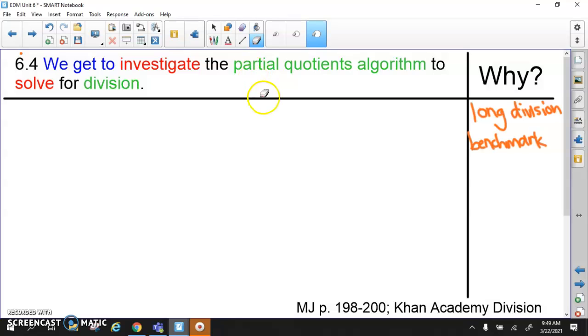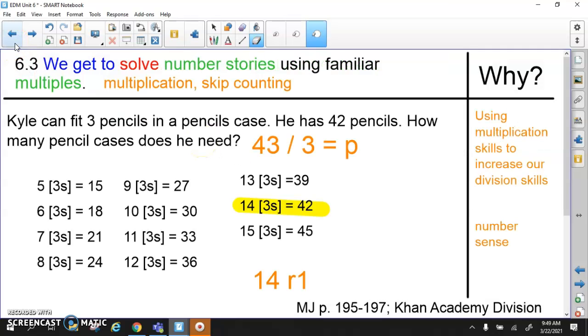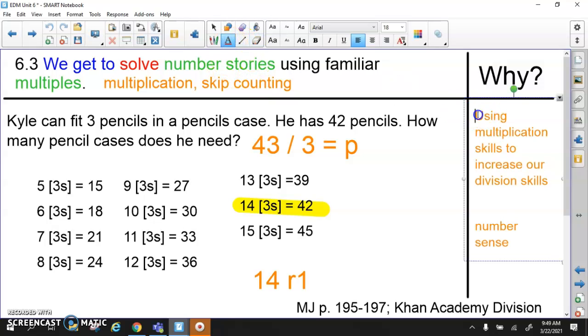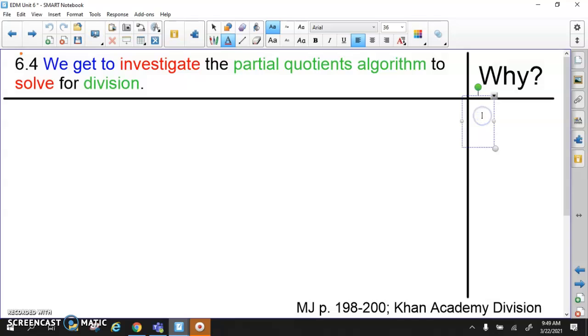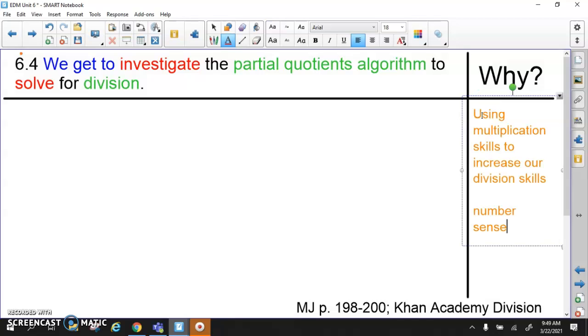Today we're doing 6.4 as we get to investigate partial quotients algorithm to solve for division. Friday we started doing some division, and the reason why we're doing division the way that we're going to do it is because we're using our multiplication skills that we already have to increase our division skills, to increase our number sense, and also we're using benchmark numbers and number sense.